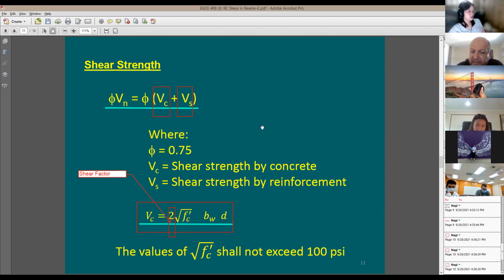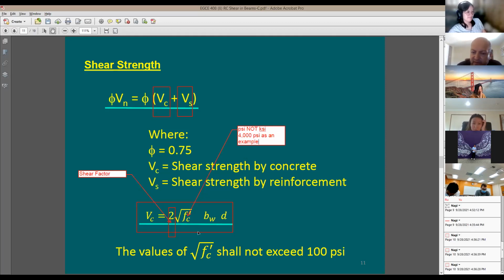The shear factor in this case is going to be equal to 2 times what? Square root of f prime c. Now this f prime c has to be in psi, right? Because we're in psi code, not ksi. So if you have, for example, 4,000 psi, we don't say 4 ksi in this case.